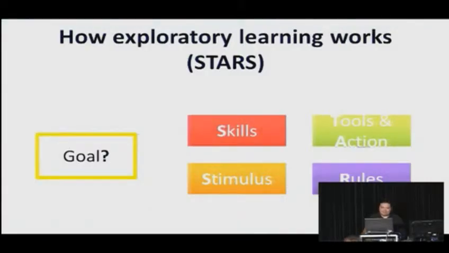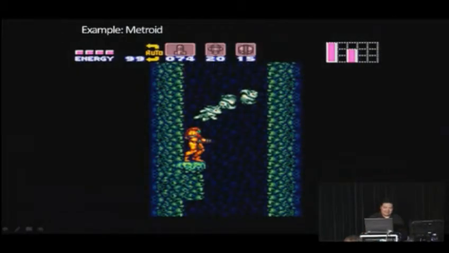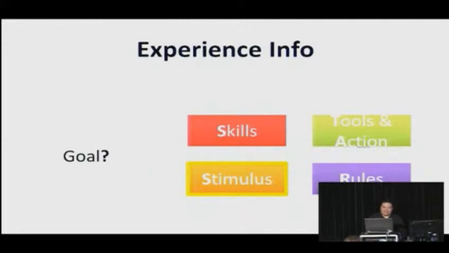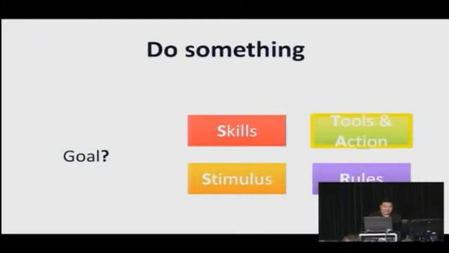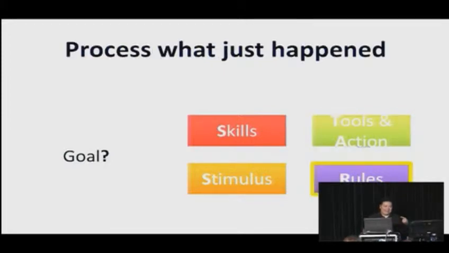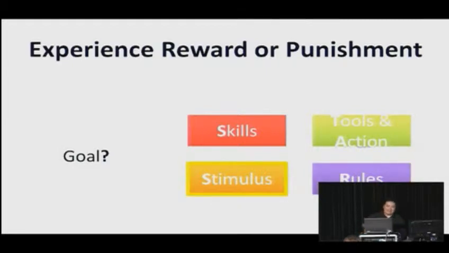But basically, a user is presented with a goal. Like in this case, Metroid, at this point in the game, the user has to learn a skill to ascend this well, and is provided a stimulus to indicate what that goal is. Then the user starts figuring out what skills are needed to accomplish that goal. They're given some tools and actions, and then they process what happens by trying out these new skills. And they're given a stimulus of whether it succeeded or failed.